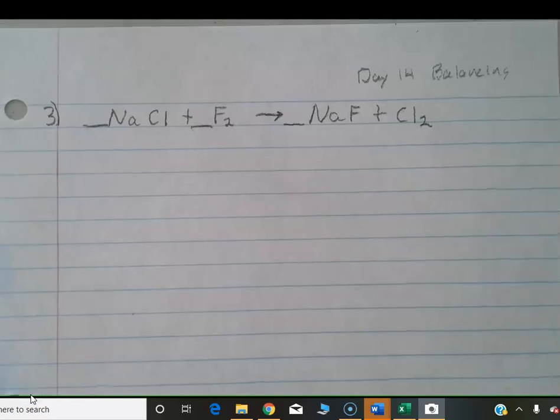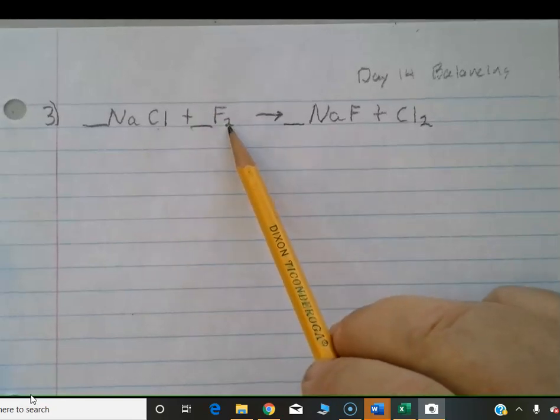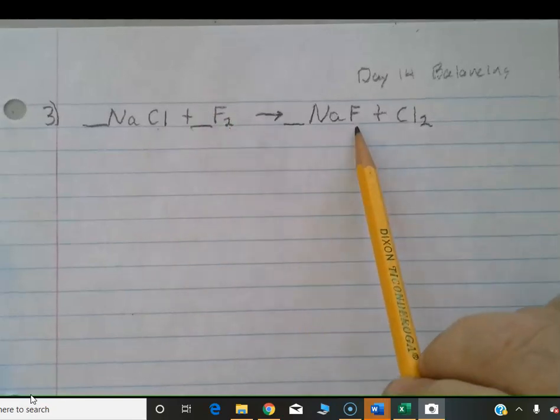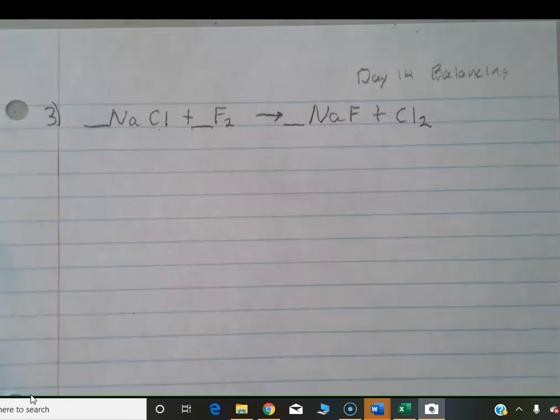Okay, now we're working with what's called a single replacement reaction. You have sodium chloride, and you're mixing that with fluorine gas. The fluorine gas takes the place of the chlorine and it produces chlorine gas. So one element replaced another. Single replacement reaction. We'll talk about that later.